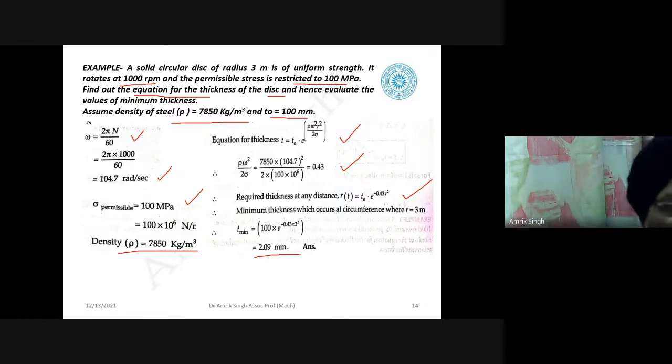So the required thickness at any distance r can be given by this equation. You put the value of this factor. Maximum thickness occurs when r is equal to 3, because the radius is 3, so you can calculate the maximum thickness. This way you can design a disk which is of uniform strength.